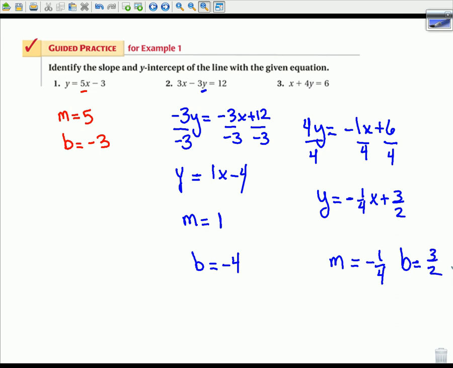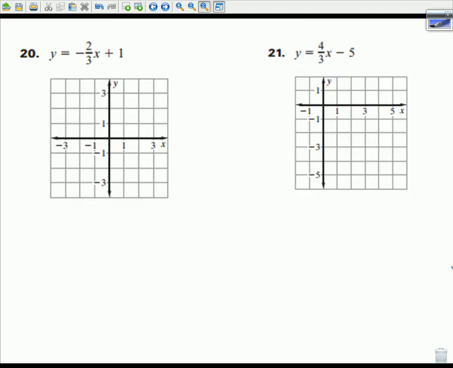Okay, next they're going to ask you to graph these. And at first they'll be nice and they'll give it to you right in y-intercept form or slope-intercept form. So here the slope is the -2/3. The y-intercept is the +1. And remember, we start on the y-intercept. It's on the y-axis, not the x. And then my slope is -2/3.